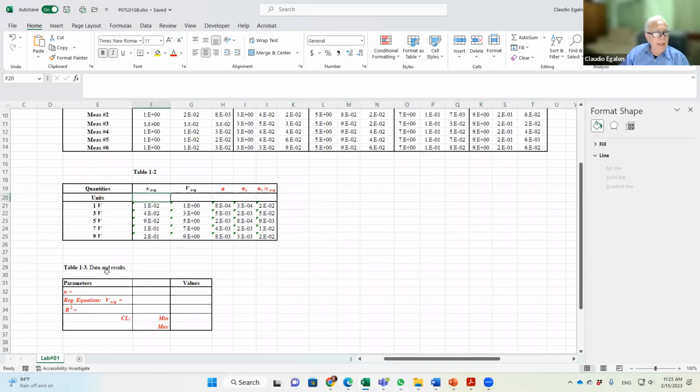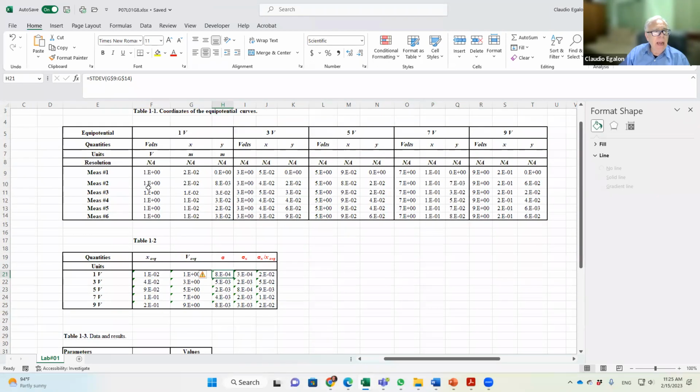And here, if you take the average of X, what's going to be the unit of the average of X? If you take the average of the voltage, what's going to be the unit of the average of voltage? In these 3 columns, this is a little bit more difficult. You have to know the equation that you are using.